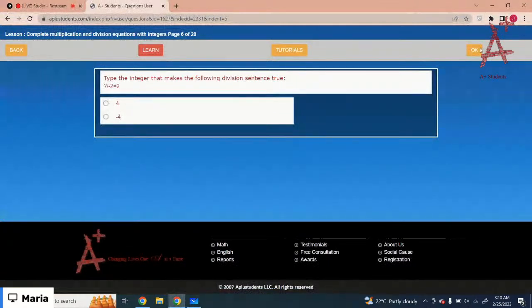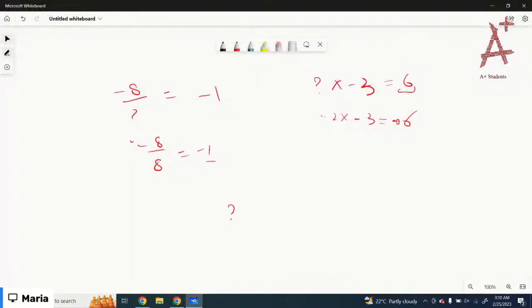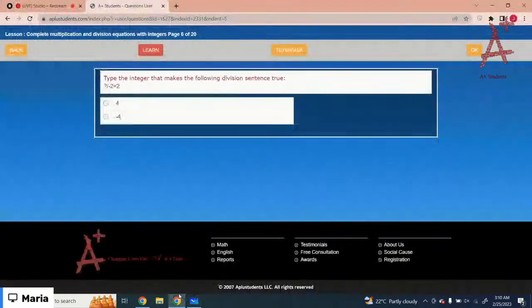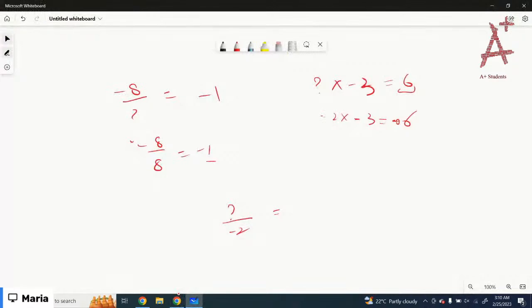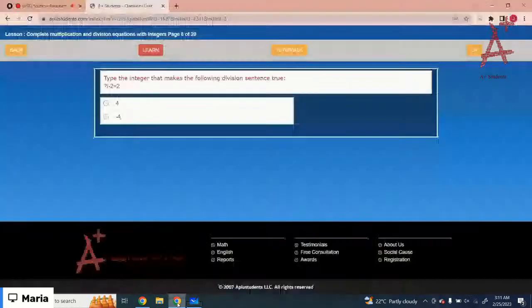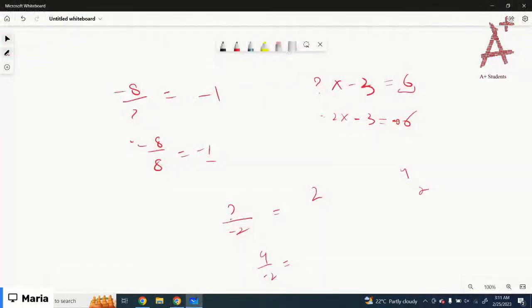Okay, the next one is the missing number divided by minus 2 equals 2. Let's just start with the missing options, 4 and 2. Let's start with the first one. 4 over minus 2 equals... 2 times what number is 4? 2 times 4 is 8, but you have negative 2 as the answer, but here you have 2. Got it? Let's check the other option.